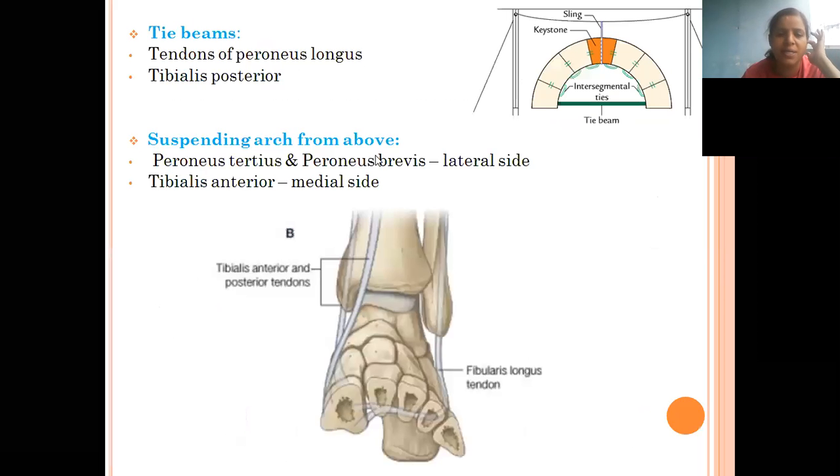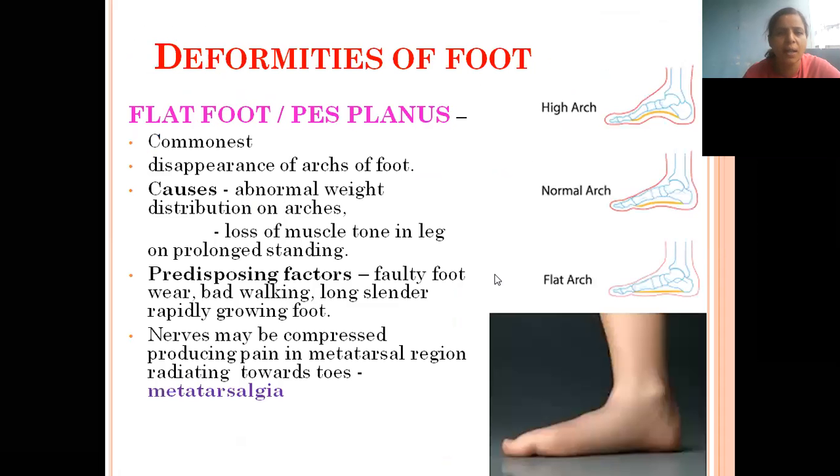So here also for transverse arches, this is all your memory work. Tie beams: we have tendons of peroneus longus and tibialis posterior. Suspending from above, we have peroneus tertius and brevis from the lateral side and tibialis anterior from the medial side. So that finishes your arches. We have one medial arch, one lateral arch and two transverse arches. Once you are done with the arches of the foot, we have certain deformities.